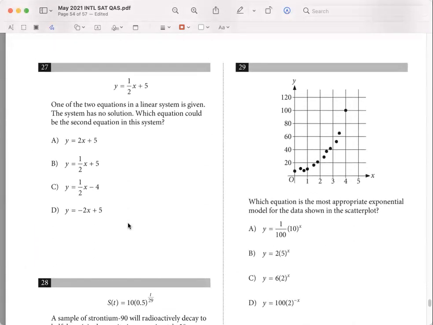27. y is equal to half x plus 5. One of the two equations in a linear system is given. The system has no solutions. Which equation could be the second equation in this system?